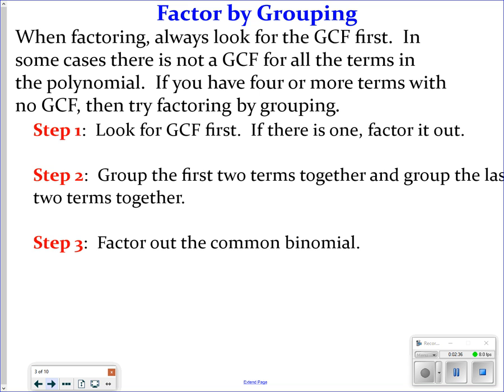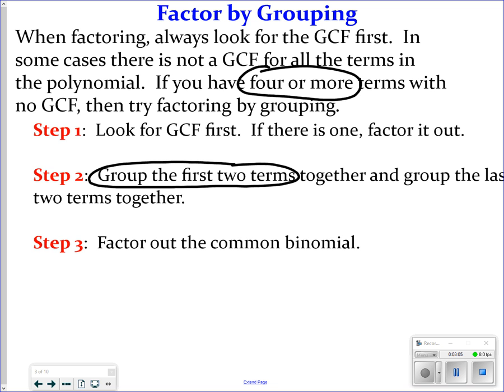Now let's get into actual grouping. When factoring, always look for a GCF first. In some cases, there's not a GCF for all the terms of the polynomial. If you have 4 or more terms, and this is the key here, with no GCF, then you will factor by grouping. First, look for a GCF. Then group the first 2 terms together and group the last 2 terms together, and then factor out the common binomial. We'll talk to that in just a second.